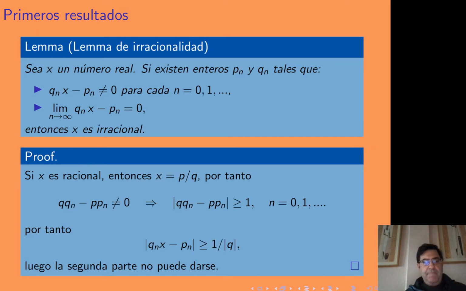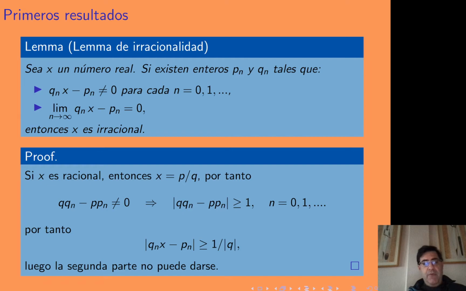So in order to prove some of the results about irrationality, we need to use, for example, this lemma. This is the irrationality lemma, which tells you the following. Suppose that x is a real number, and suppose that we can find sequences of integers p_n and q_n, so that q_n x minus p_n is never equal to 0, and at the same time, when you take the limit as n goes to infinity, q_n x minus p_n is equal to 0. Then we can state that x is irrational.